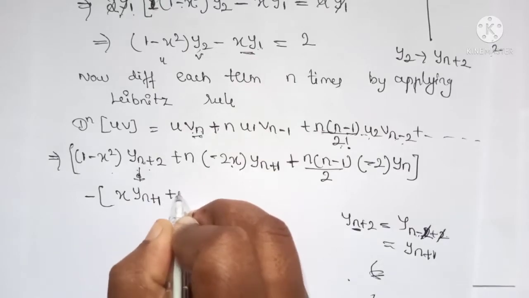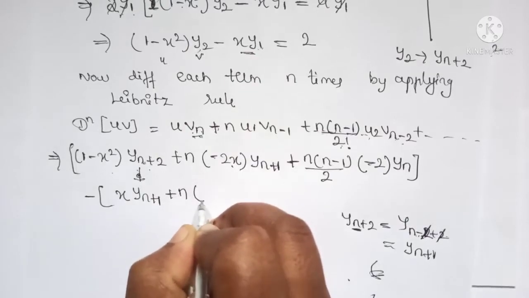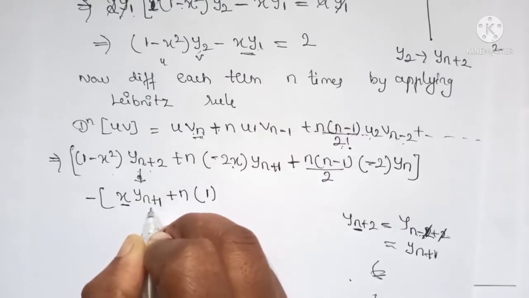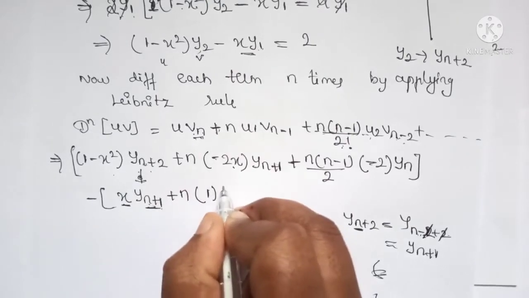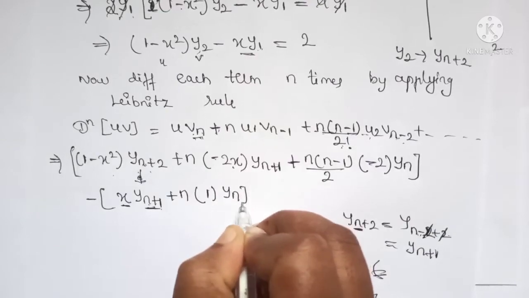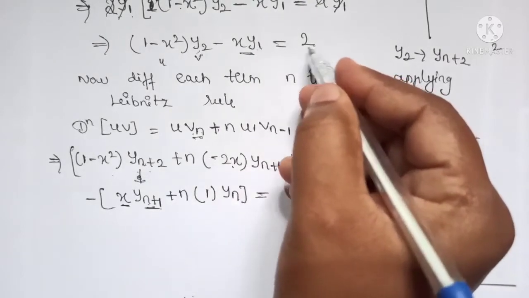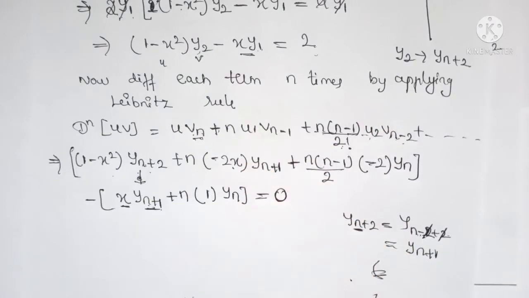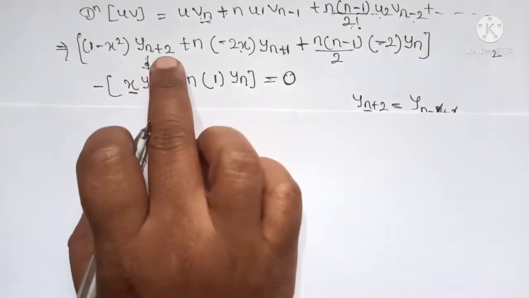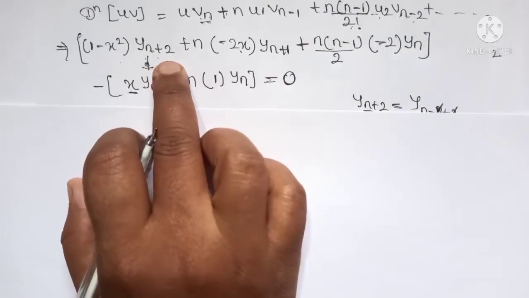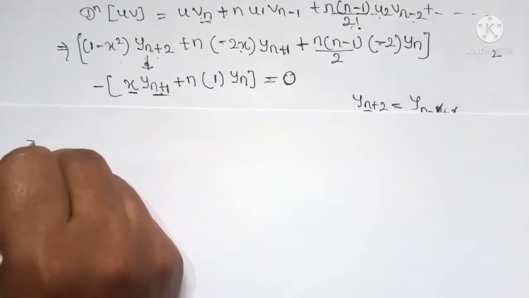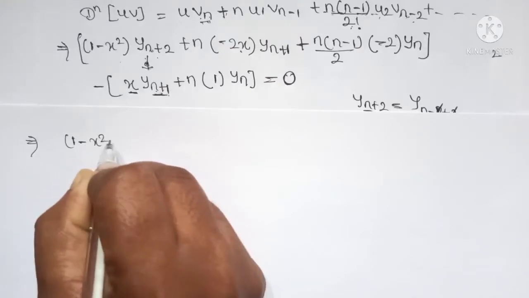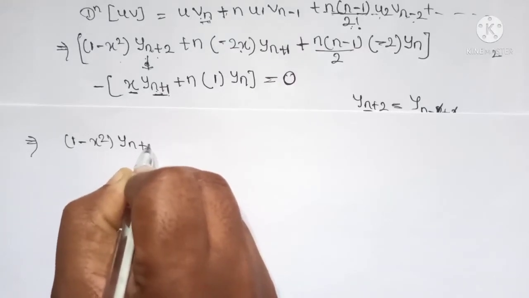Next, plus the constant n, and the differentiation of x is 1. Now replacing n by n minus 1 we get yn, right? So the LHS is 2, and its nth derivative will be 0. Next we simplify this one. Now simplifying, here we get 1 minus x square into yn plus 2.